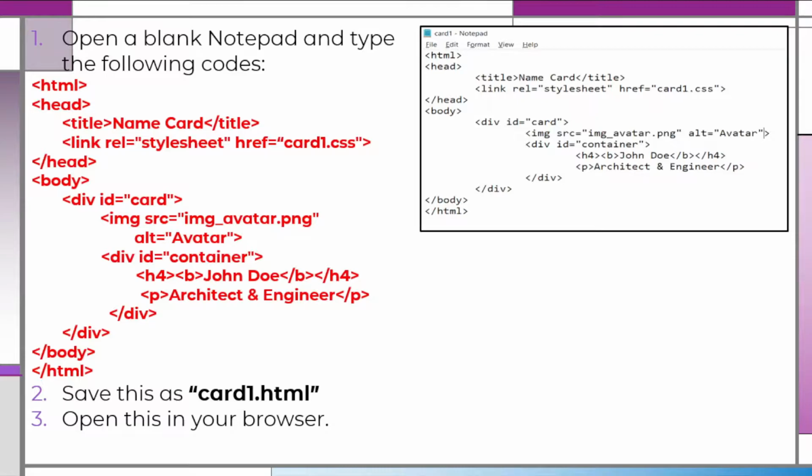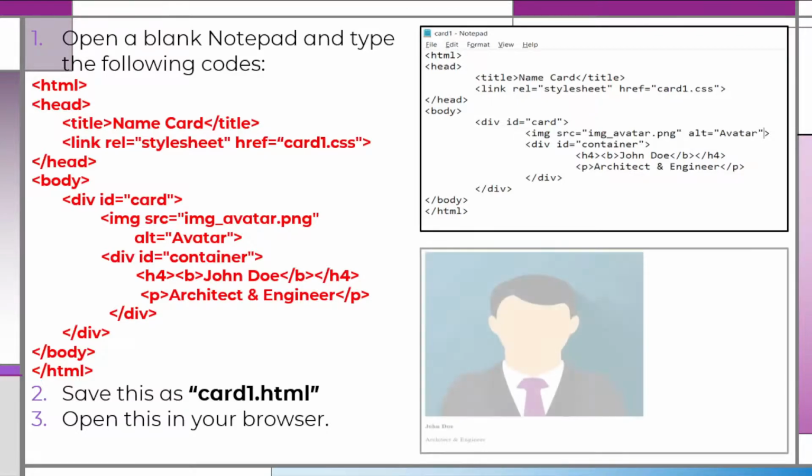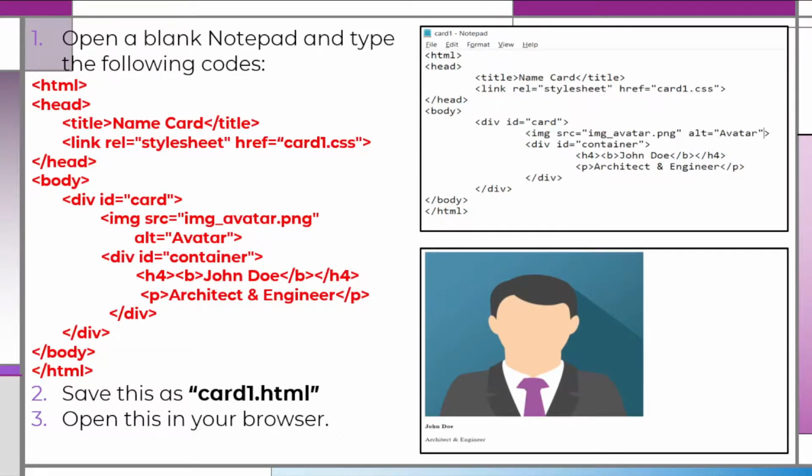So open card1.html in your browser, and this is what you will see. This is img avatar PNG, and then H4, this is John Doe here, and P, architect and engineer. We are going to make use of CSS to format all of this to become a better output for this exercise.